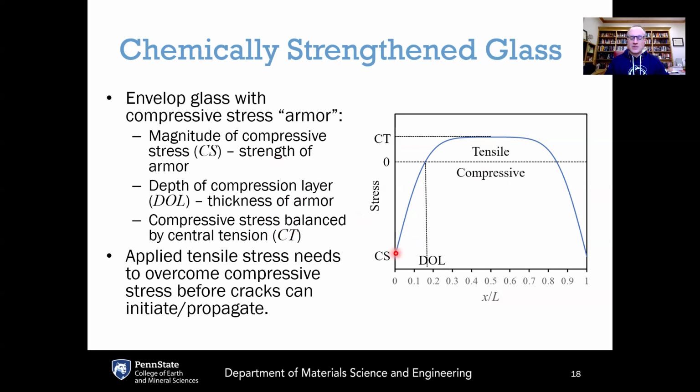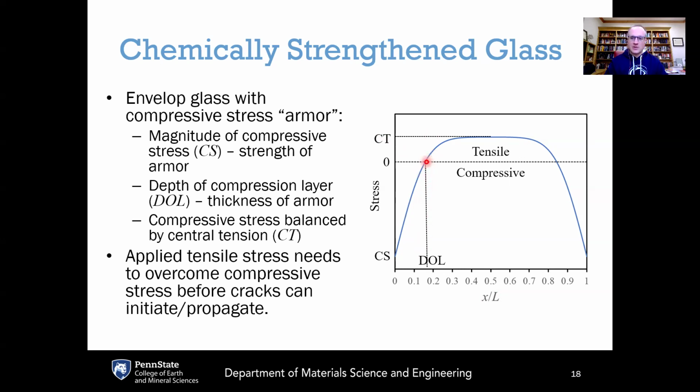The CS here is the maximum amount of compressive stress which occurs at the surface of the glass. That is denoted CS to indicate compressive stress. And then the distance that corresponds to the 0 crossing point of stress is termed the DOL, or the depth of layer, also sometimes known as the DOC, or depth of compression. They both mean the same thing. That corresponds to the distance into the glass where the stress is zero. So this is where it crosses over from compressive regime to a tensile regime.